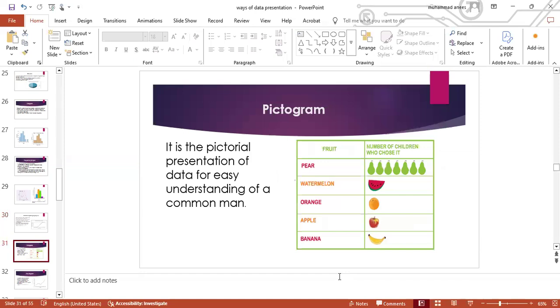Another way of presenting data is by pictogram. As the name suggests, it is the pictorial presentation of data for easy understanding of a common man. So this example shows the fruits and the number of children who chose it. So pears, watermelons, orange, apple, and bananas are in the fruit section, and the number of children who chose it, 7 children chose pears, and while one chose watermelon, and similarly with the other fruits.